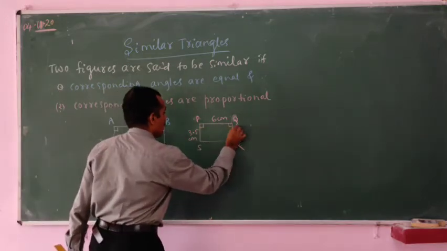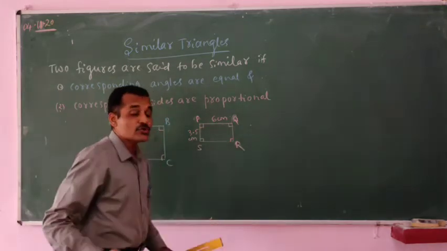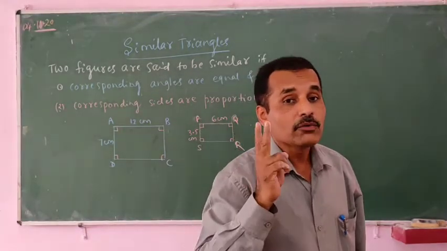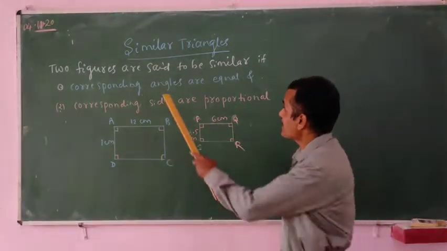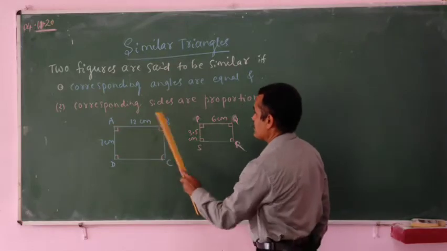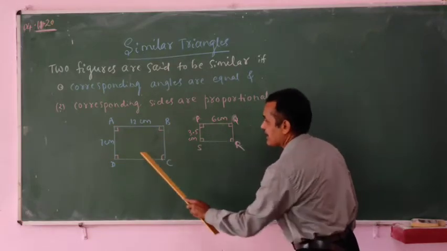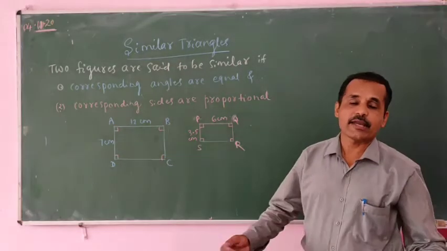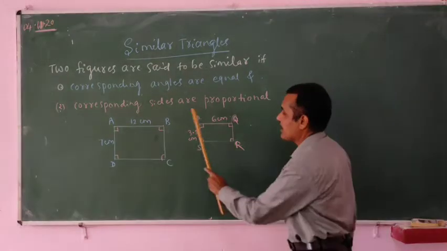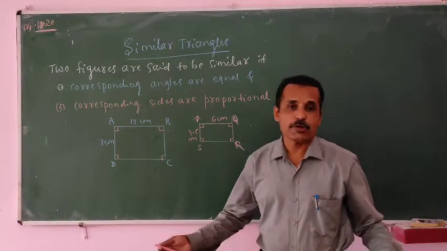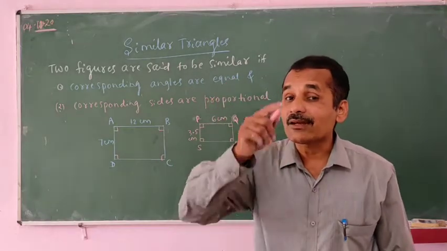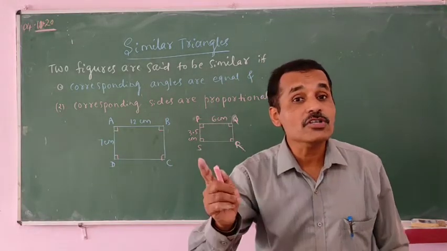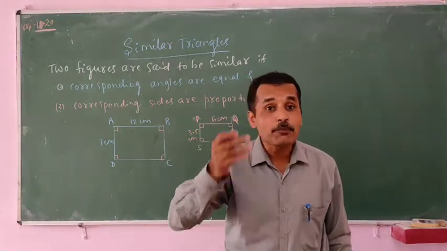These are the two rectangles. If I want to say those two figures are similar, I have two different conditions. First one, the corresponding angles are equal. 90, 90, 90, 90, 90, 90, 90, 90. Corresponding angles are equal. See, all are 90 here. Corresponding angles are equal, and the corresponding sides must be proportional. My dear children, what do you mean by proportional?